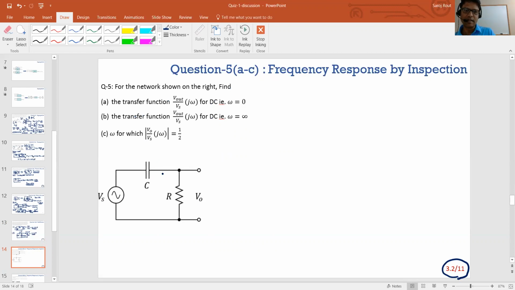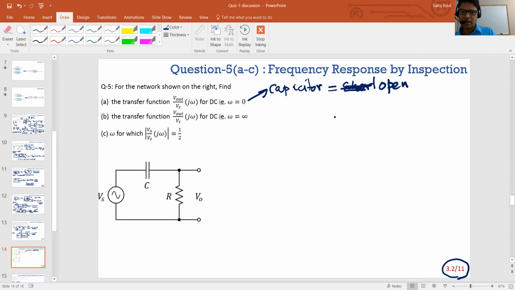So you say, okay, at DC, what's the value? At DC, which is omega equals 0, what's the capacitor? The impedance of a capacitor is infinite, right? So the capacitor is a short. I'm sorry, it's open.